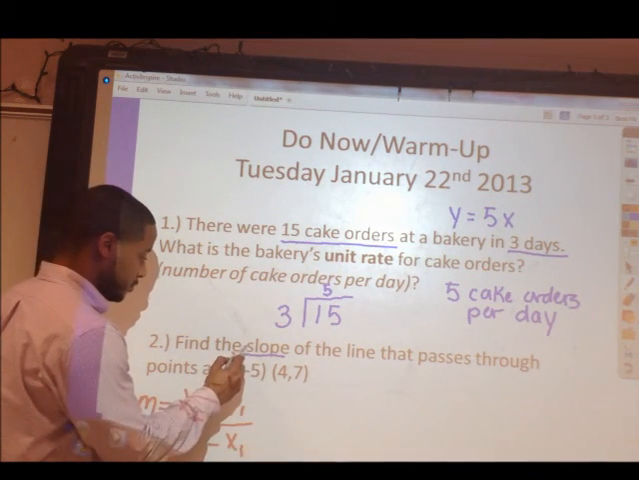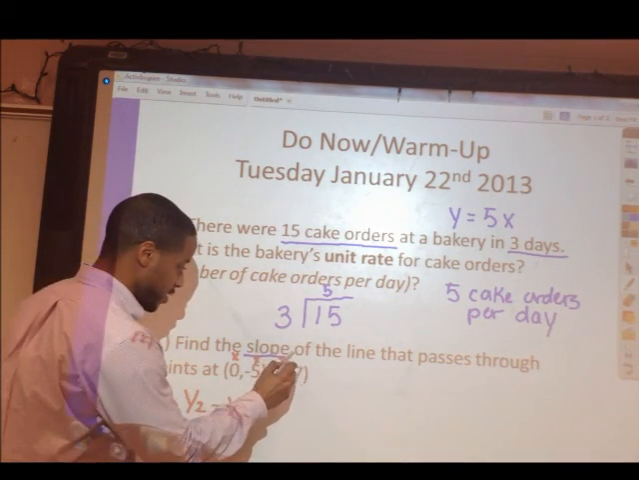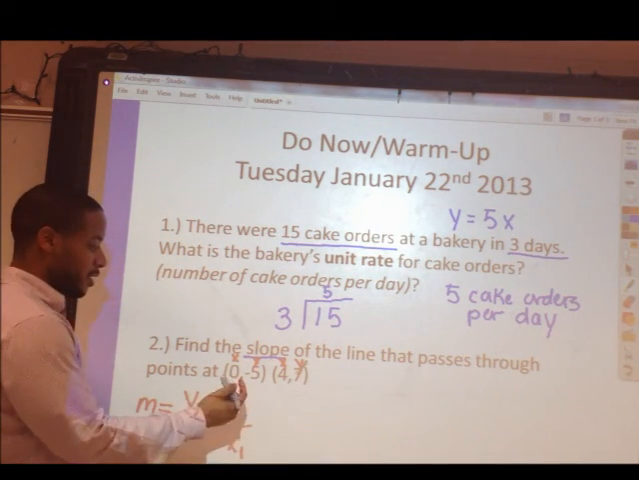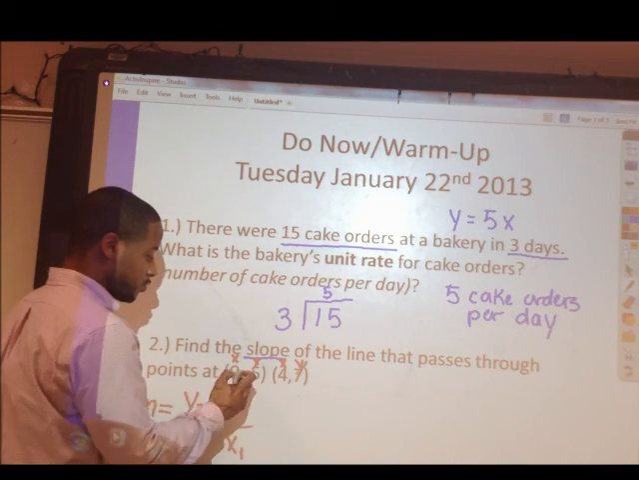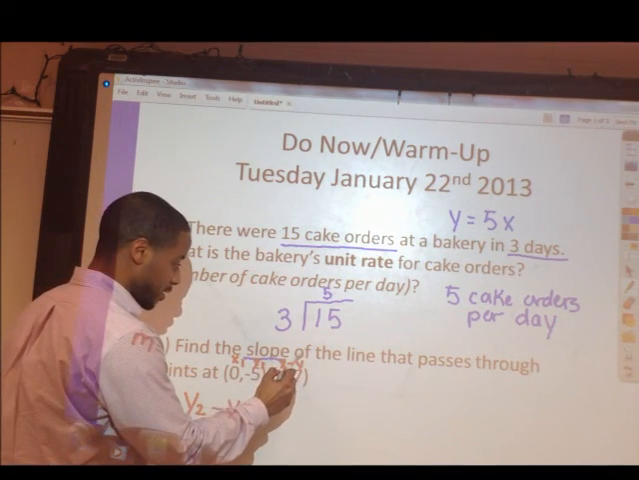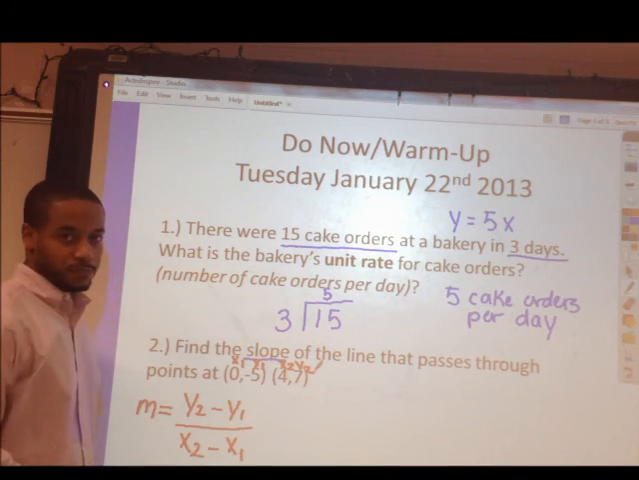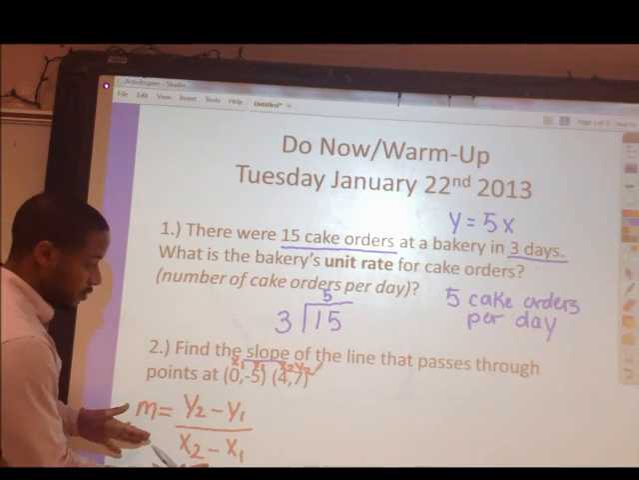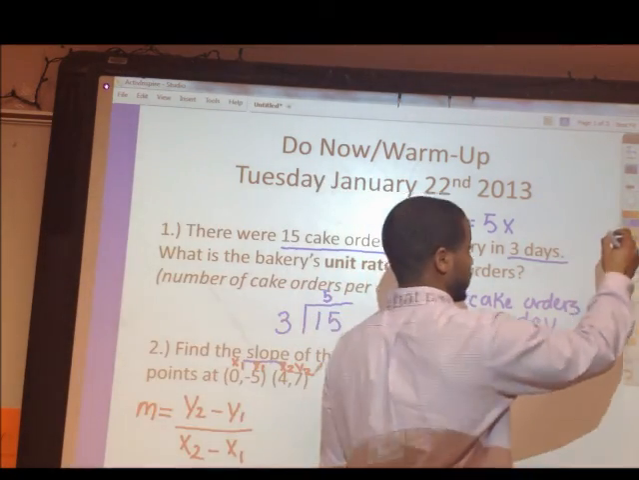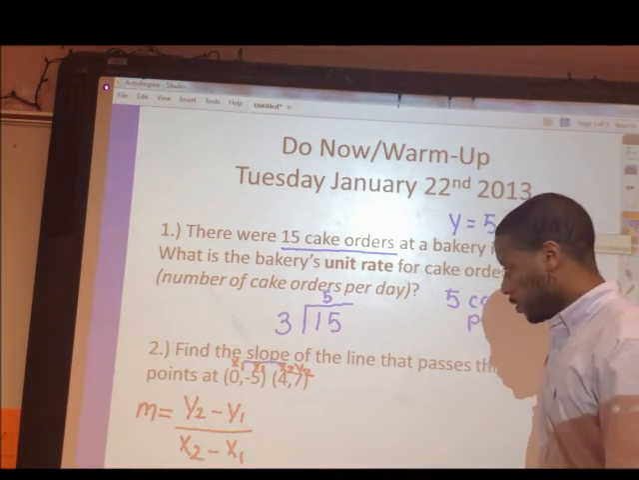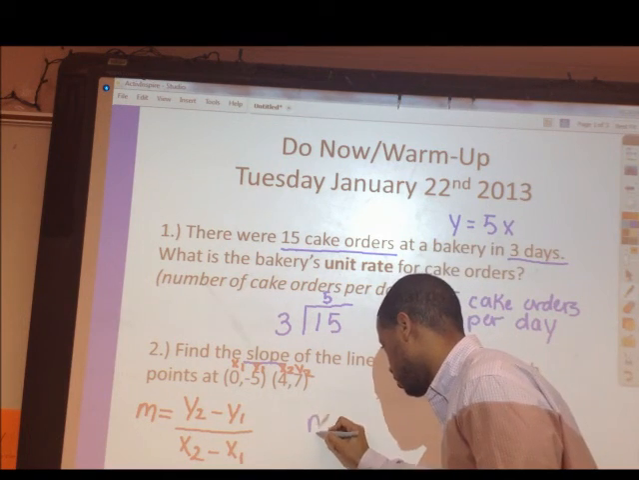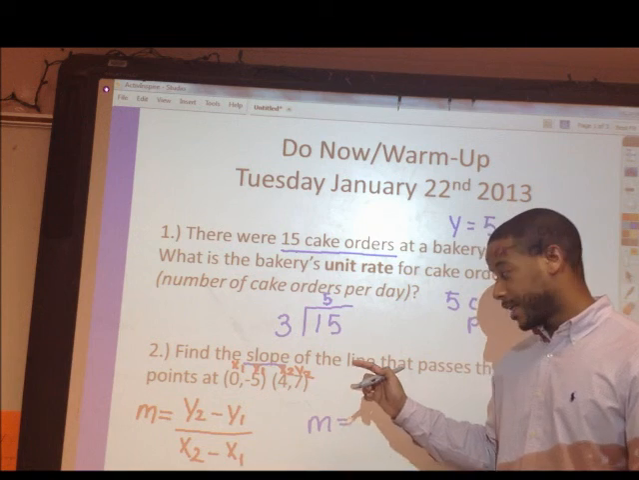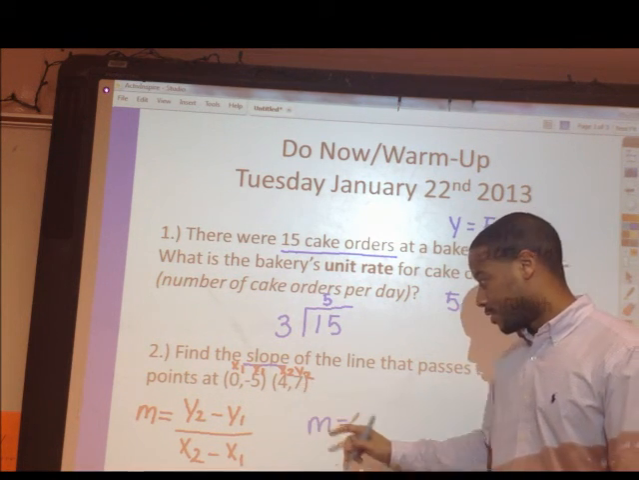Let's identify them: x, y, x, y. We know that every point has an x and a y. Now let's call these our 1s and call these our 2s. So x1, y1, x2, y2. We're going to take them now and plug them into the formula. So m, meaning slope, equals our y2. We've already identified it: y2 is 7.